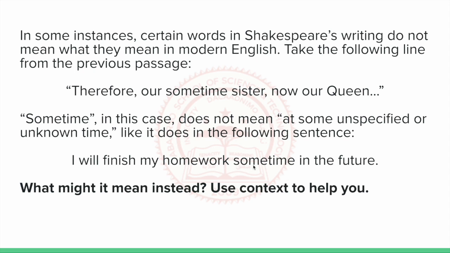this sentence. So instead, what might it mean? Use context to help you. If it doesn't mean this, what would it mean in this line here? "Therefore, our sometime sister." It wouldn't make sense for it to say "some unspecified or unknown time sister." That doesn't make sense. So what instead could "sometime" mean?